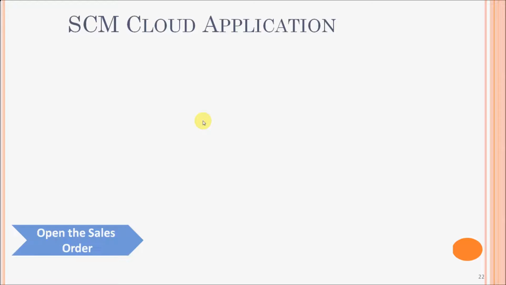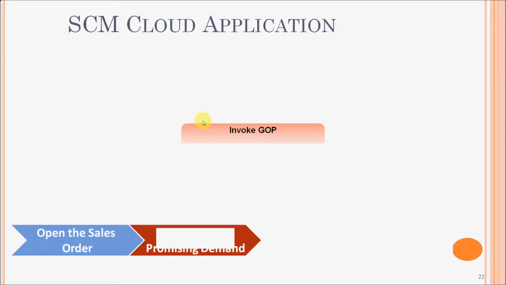Okay. So first, I will show you how you can invoke Global Order Promising from a sales order. Global Order Promising can be invoked in two ways. One is through a sales order, where you want to promise individually at the sales order line level. Or, if you want to do backlog management or manage promising for a group of orders, you can use the Manage Order Promising Demand, where you will have the group of orders that you want to schedule to calculate the promise date. There you can do the backlog management.